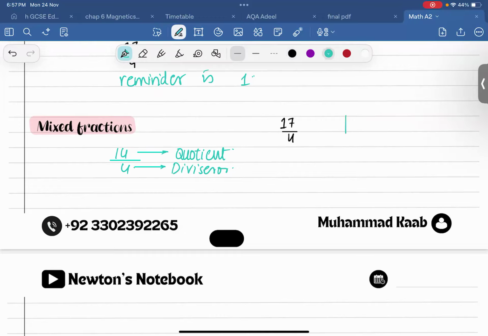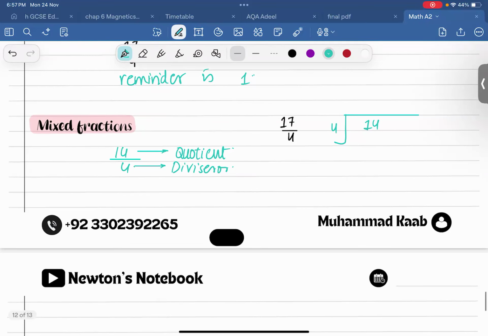So what we do is make a car and input 17 in it, and you have 4 out there. So how many times do we have to divide? We have to do it 3 times. 4 times 3 is 12, and there should be a remainder of 5. Sorry, so when you do it that way, you'll get the remainder.